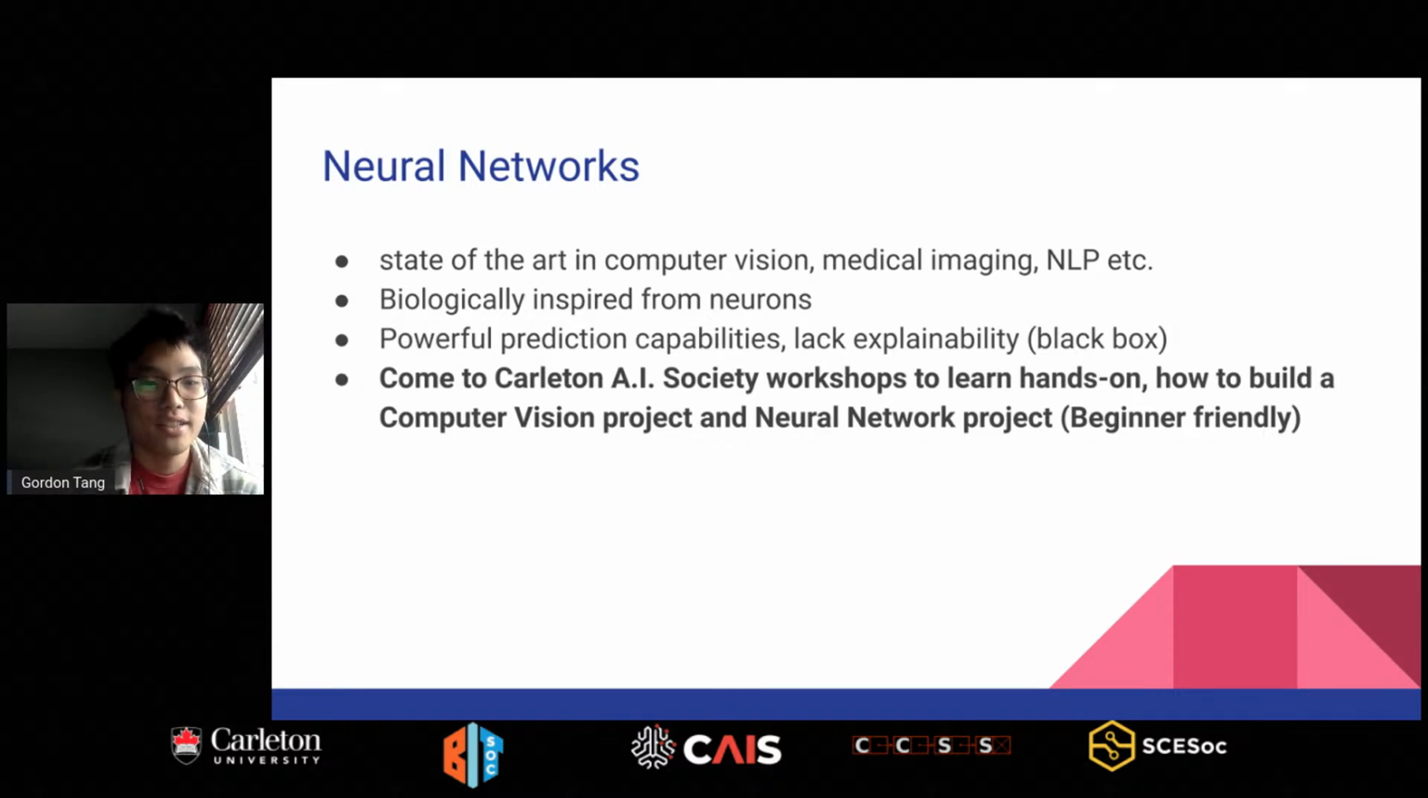Cool. So the last topic is neural networks. A one-minute overview of neural networks is that it's state of the art in computer vision, medical imaging, and NLP. It is biologically inspired from neurons. So this is also called artificial neural networks sometimes, because they're just artificial neurons.